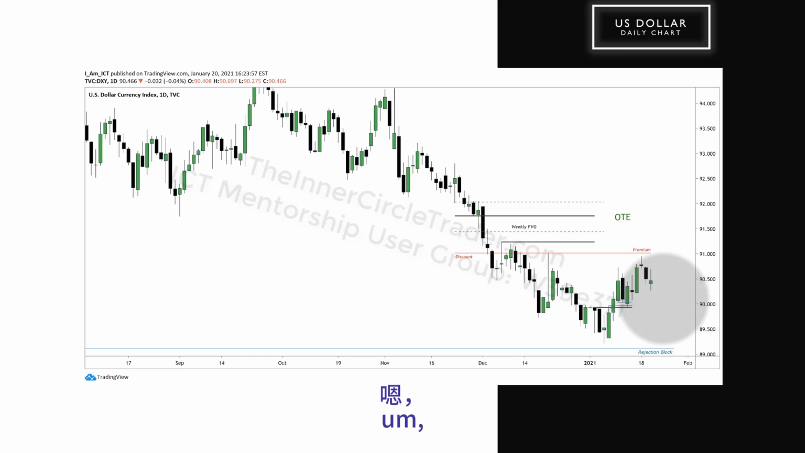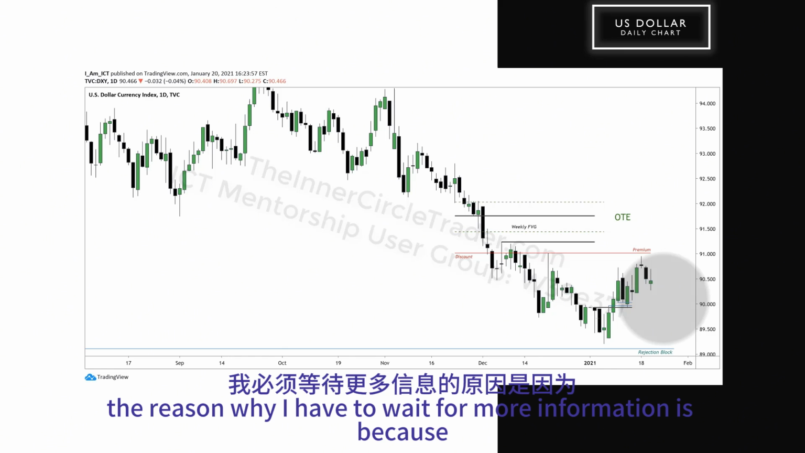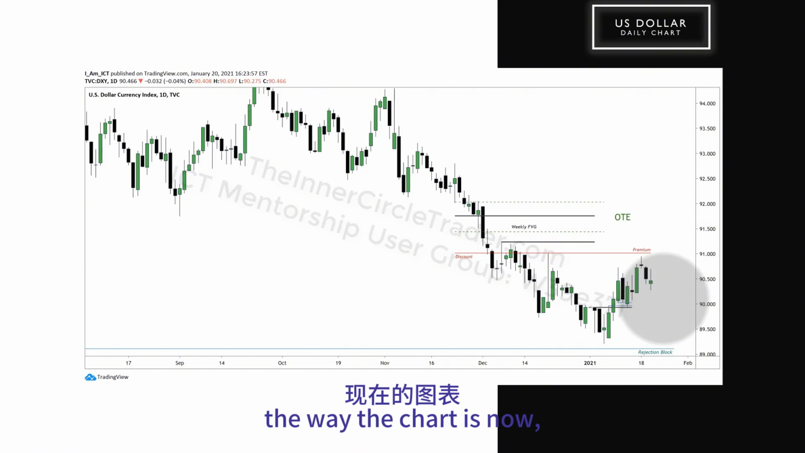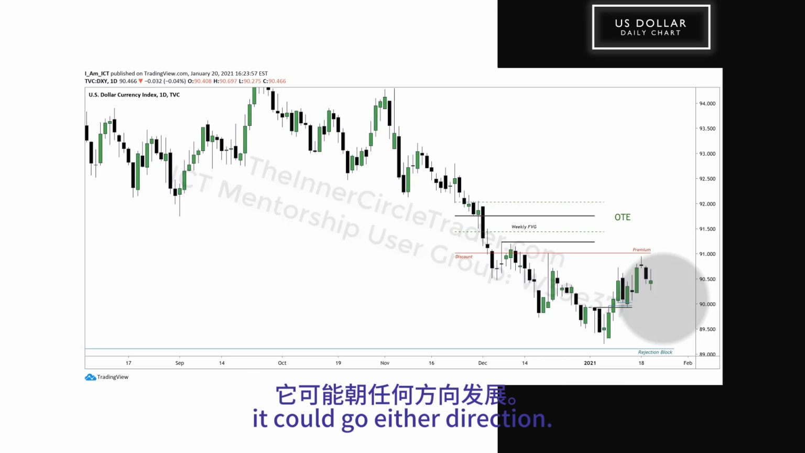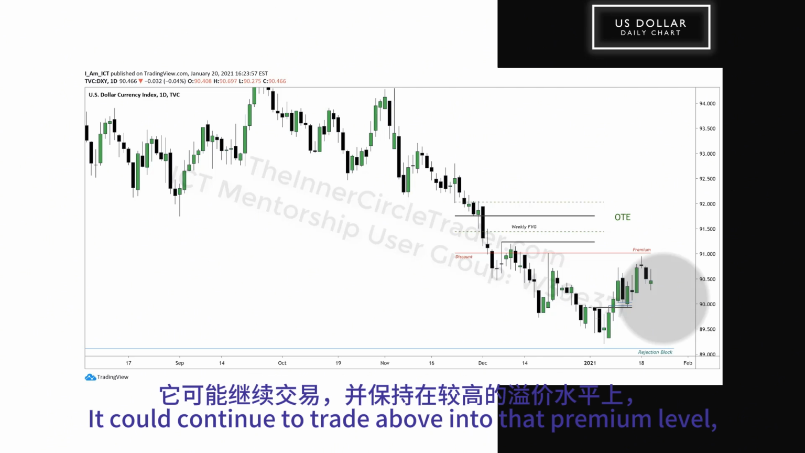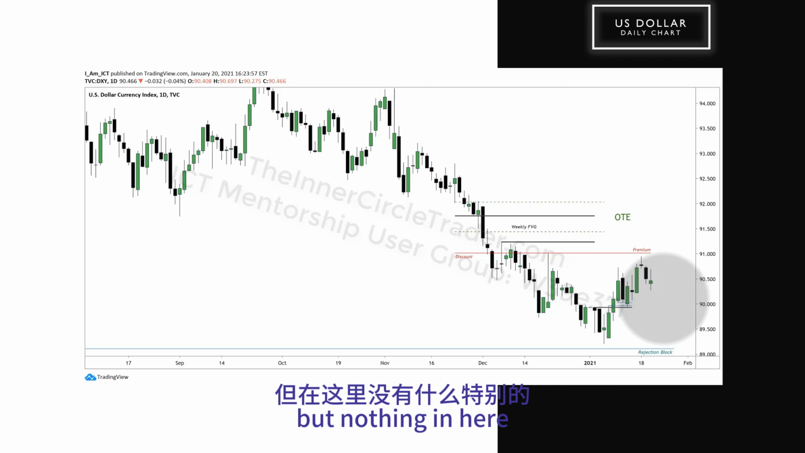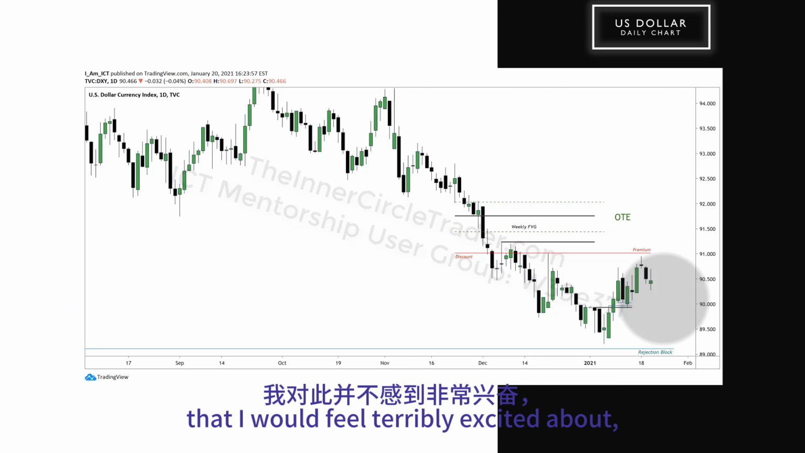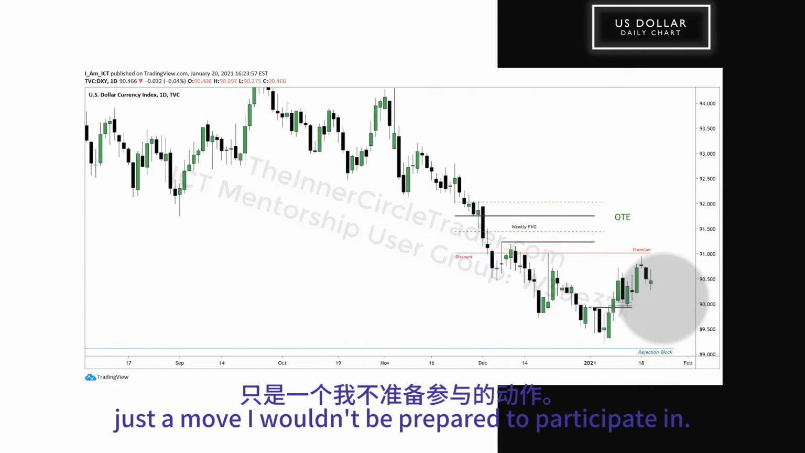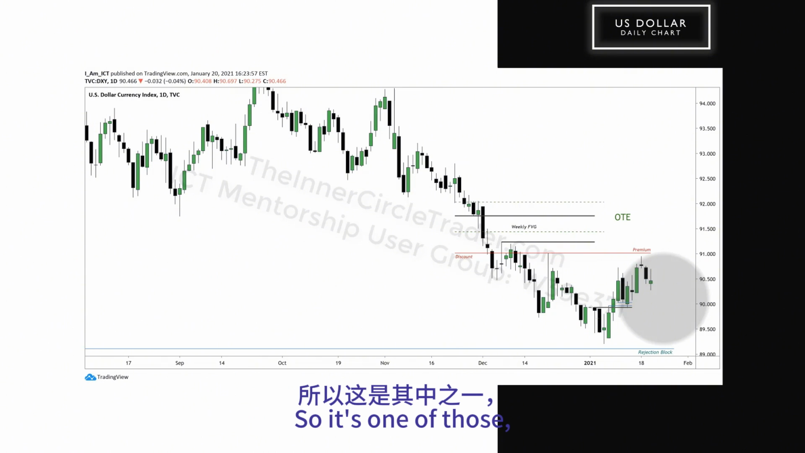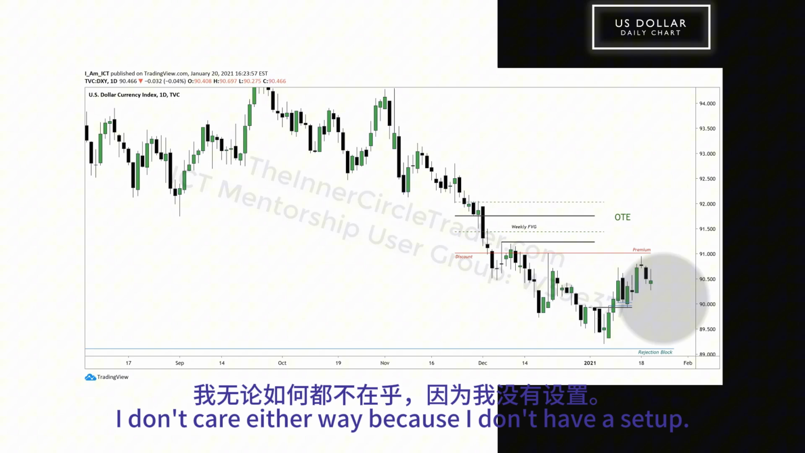The reason why I have to wait for more information is because the way the chart is now, there is nothing to frame a continuation or a reversal on, because it could go either direction. It could continue to trade above into that premium level, but nothing in here that I would feel terribly excited about. Or it could drop lower and it would be just a move I wouldn't be prepared to participate in. So it's one of those, I don't care either way because I don't have a setup.